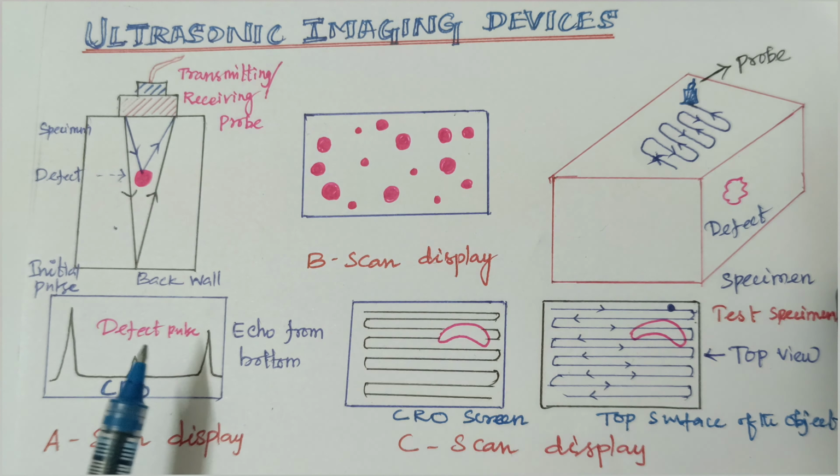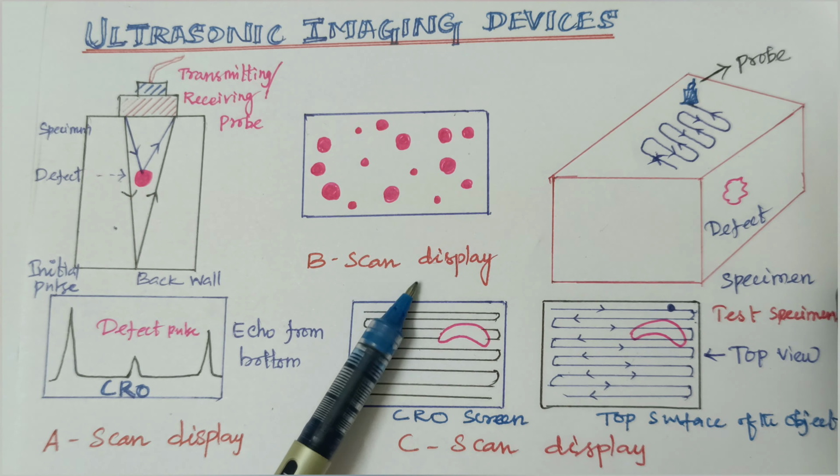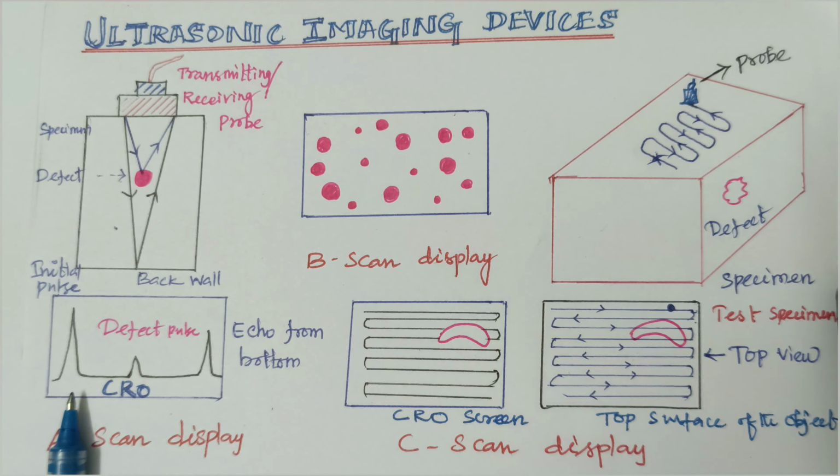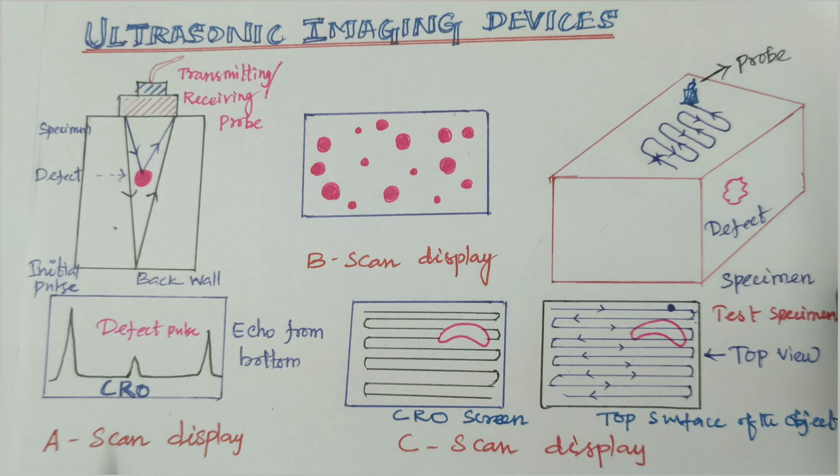That's why this is the scan display method. There are three types of scanning display methods. One is A-scan, second one B-scan, third one C-scan. A-scan is nothing but the amplitude modulation scan, which depends on the amplitude of the intensity. This is called the amplitude modulation scan.